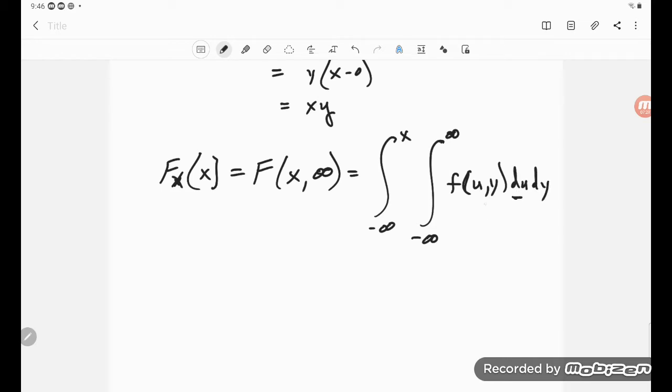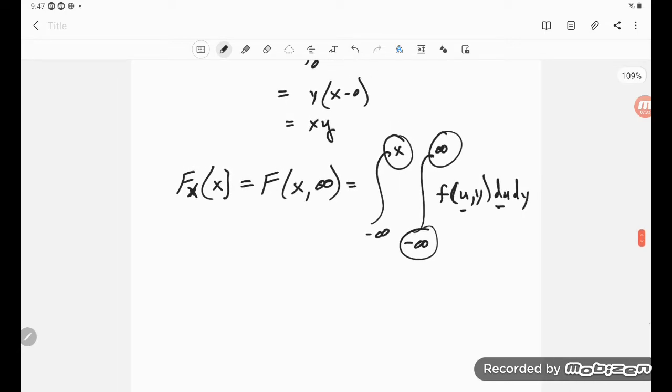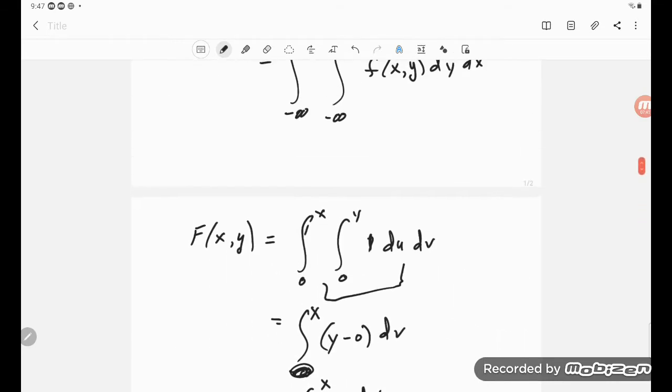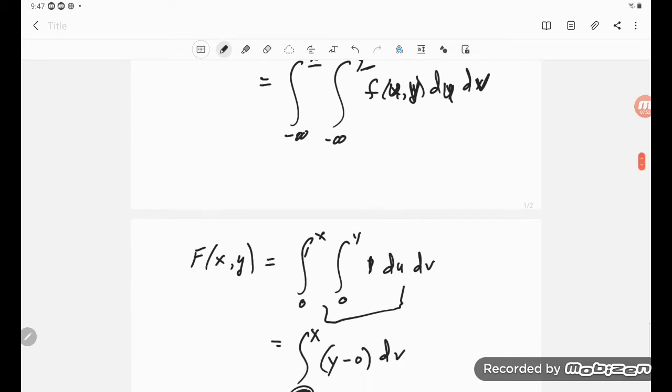Now here I use the dummy variable because I've got the x up there, but since these are both limits to infinities, I could just use the y and the y there, which reminds me back here, yeah, see I had the x and the x. I should have written a u and a v back here and a u and a v to keep things a little cleaner.